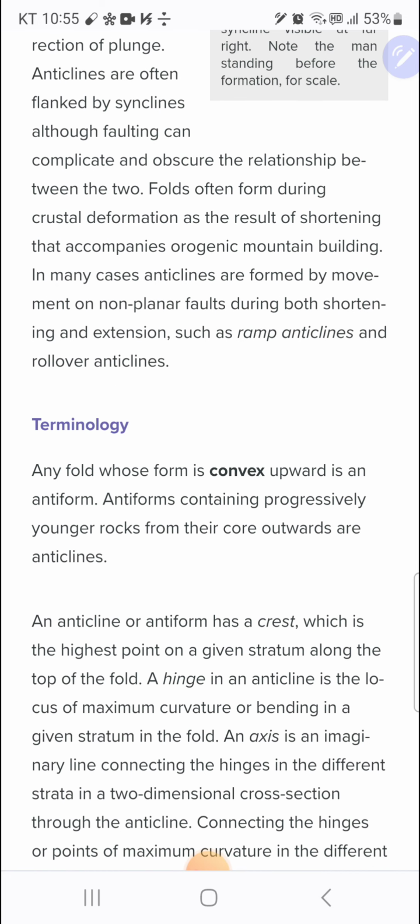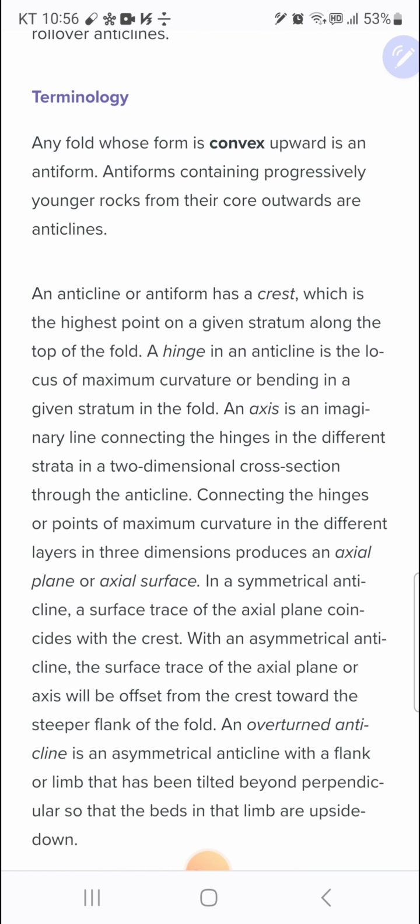Ramp anticlines, rollover anticlines, shortening and extension. Anticlines terminology. Any fold whose form is convex upward is an antiform, right? Antiform, convex up. Antiforms containing progressively younger rocks from their core outwards are anticlines.